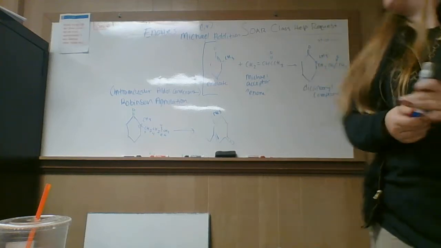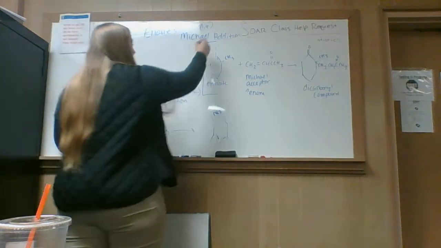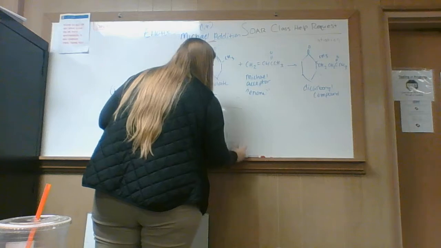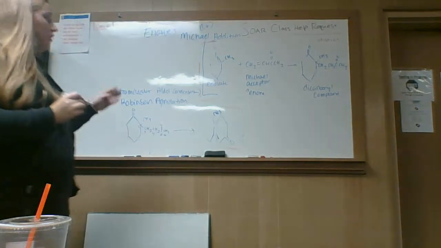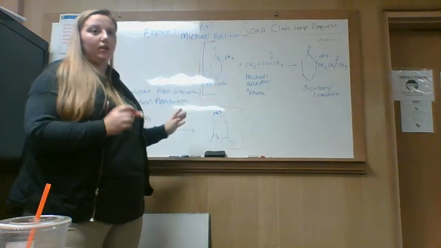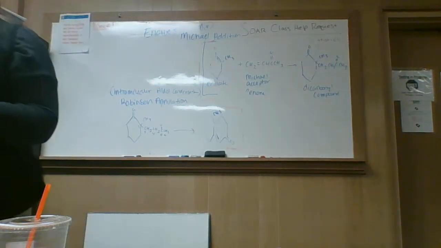So basically, if the blue is the Michael addition, the red is the Robinson annulation. So this is technically the start of a Robinson annulation. It kind of pairs together two different reactions to make one.